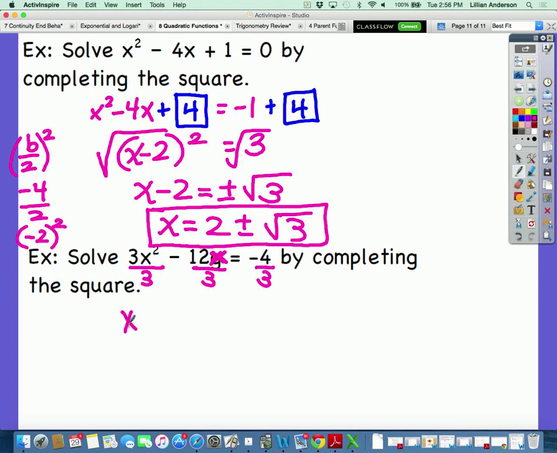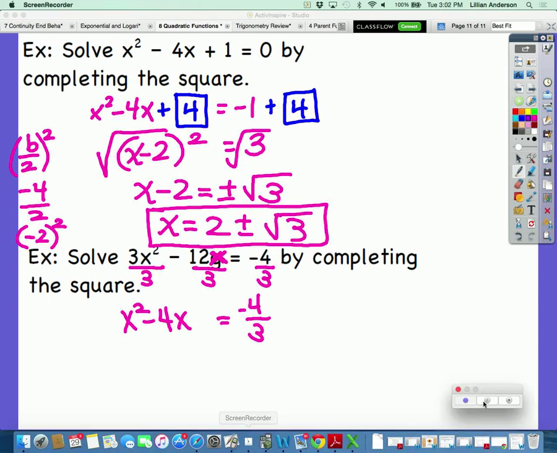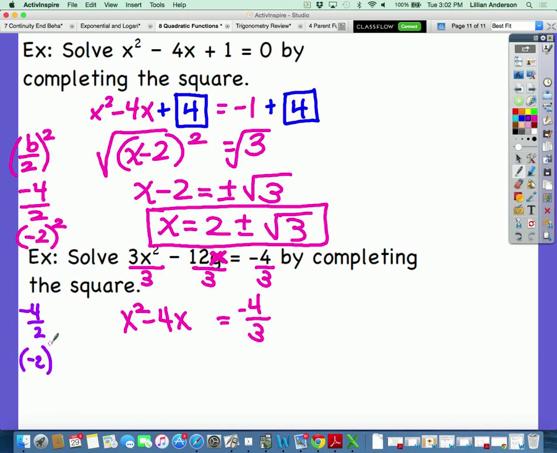So you have x squared minus 4x equals negative 4 over 3. I'm going to let you guys finish this off. I know you can do this. No calculators? So you take half of b and you square it to get 4. So you added it to both sides, yes? Yes. Okay. Then you factored the left to get what? X minus 2 squared, same thing as before.